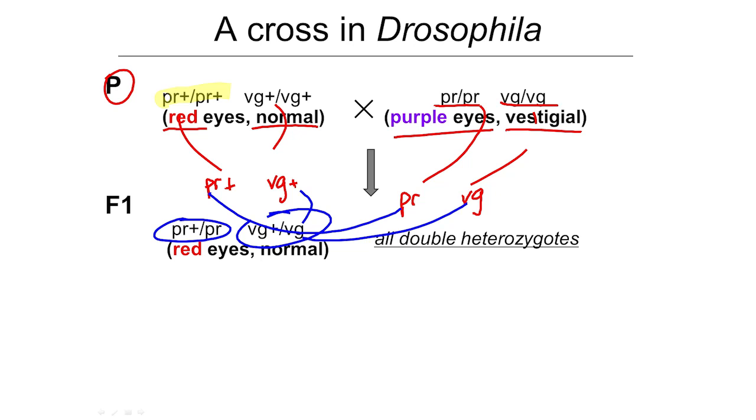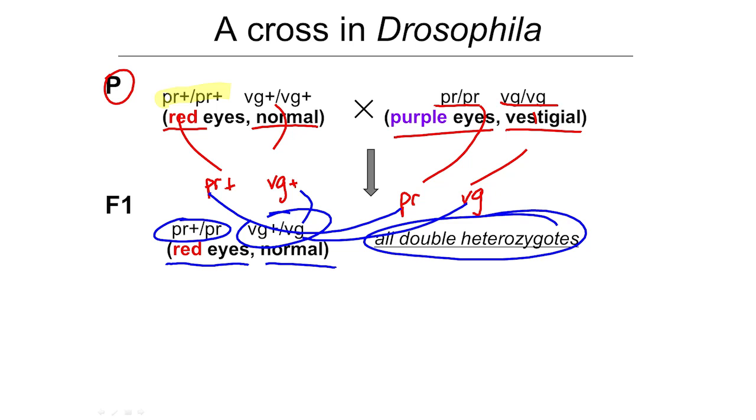Now, because of the dominance of the wild type traits, all of the F1 are going to appear phenotypically red-eyed and normal winged, right? The wild type. This is not at all shocking, that all the F1 are double heterozygotes, right? We've seen this over and over again. Now, if we were to cross this with itself, you would expect a 9:3:3:1 ratio, right?